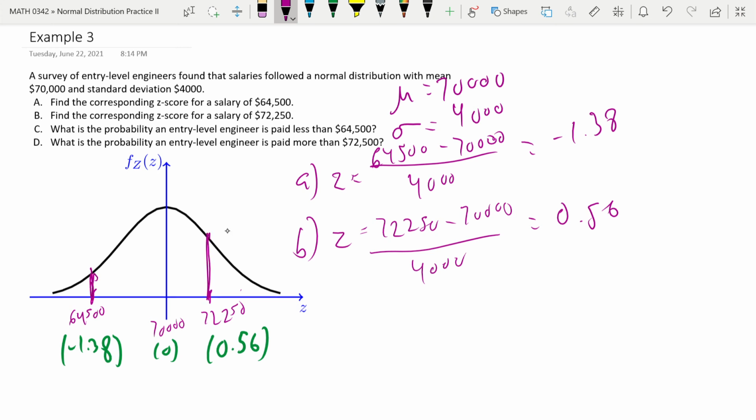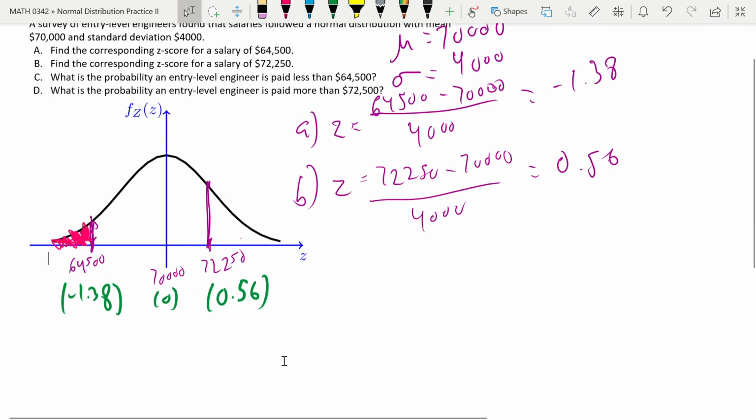And parts C and D ask two different questions. We're not worried about an in-between this time, but we will see that we can actually transform this into an in-between problem. But for now, we'll answer what we have here. The probability an entry-level engineer is paid less than 64,500. Let's choose that one to be in this pink color. So less than 64,500 means we're looking for an area to the left. That's this pink here.